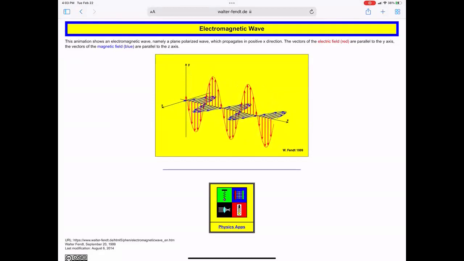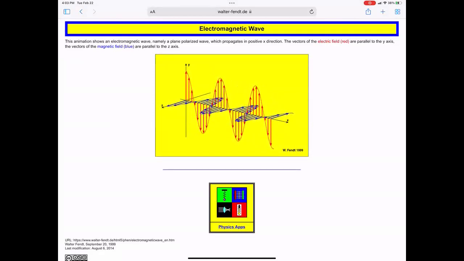Okay? If we were to focus on polarizing the light in, let's say, only the red direction or the blue direction, we would need a filter. Now let's take a look at what that might resemble.